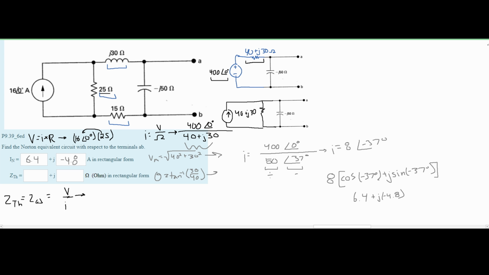And if we set V equal to I times R, our I's are going to cancel out, and we're just going to be left with an R right here. So our answer for ZTH is equal to R. Now we just need to find R.